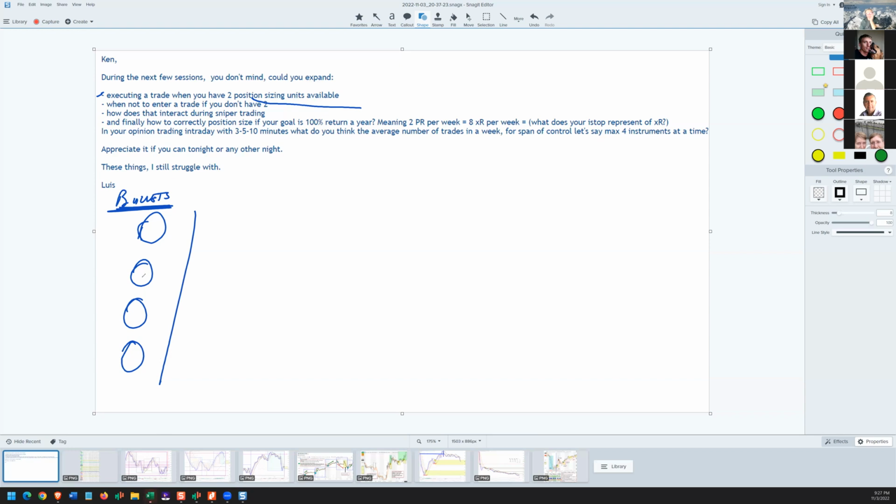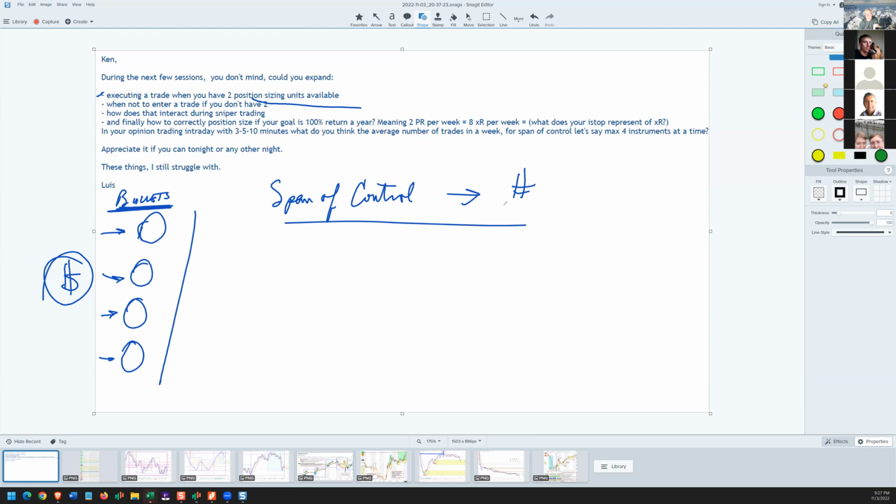So respect the risk capital. These are all standard units of risk of dollars for me. So standard dollars. Okay? And so my span of control means how many open positions can I manage at one time before my performance curve goes down.